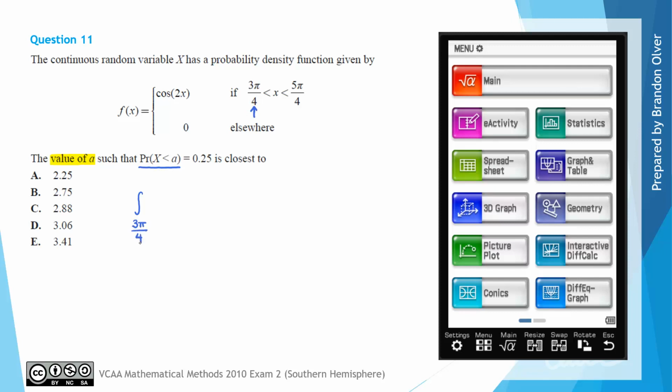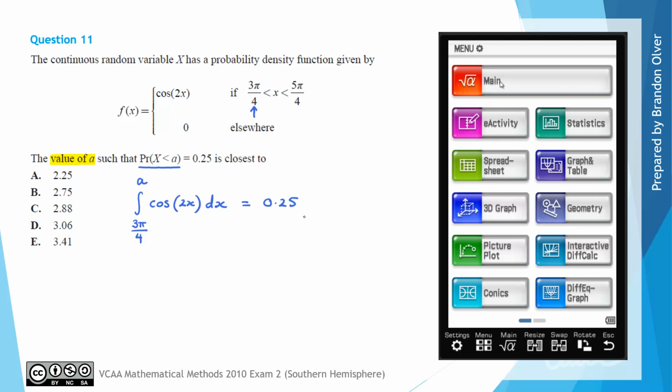So 3 pi on 4 to the upper bound of a for the rule f of x, which is a nice simple rule, which is just cos of 2x for this probability density function, or that's the rule for where there's some meaning to this. And that is integrated with respect to x. And we need that to equal 0.25, which is given in the question. So we want to solve this equation for a.